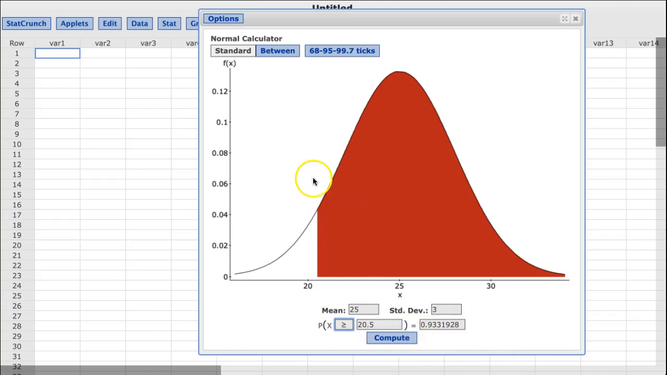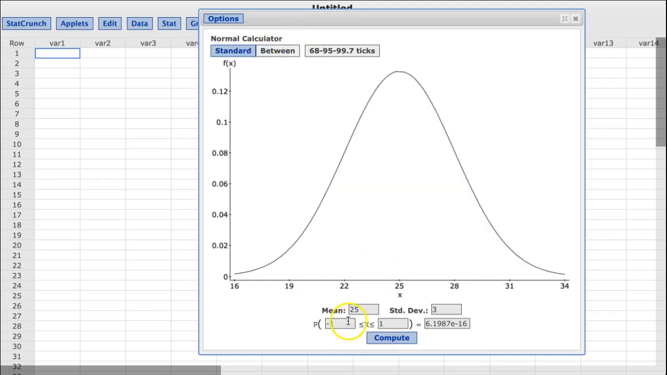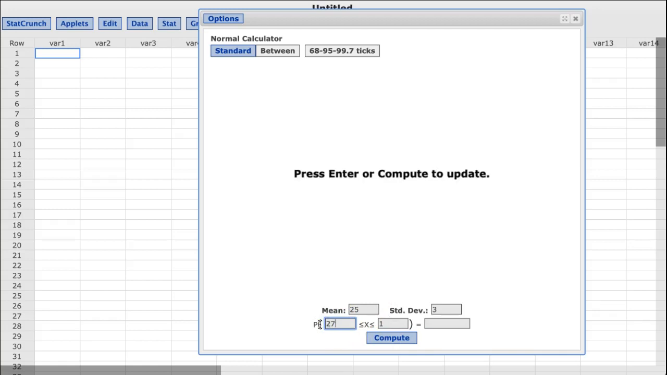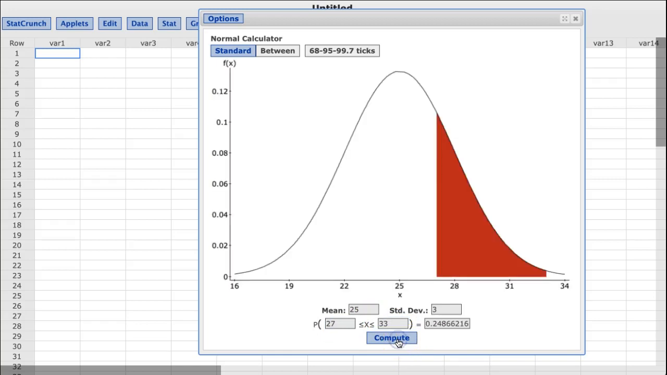And if you ever want to do in between two numbers, then you hit this button here, between. I can add these ticks there if I want to. When I push this button, it'll give me the 68, 95, 99 quantities. And if I ever want to do between, I can do that. Say I do a body mass index between, let's say, 27 and 33. So here's 27 all the way to 33. We want to find the area underneath there, and it gives us 0.24.